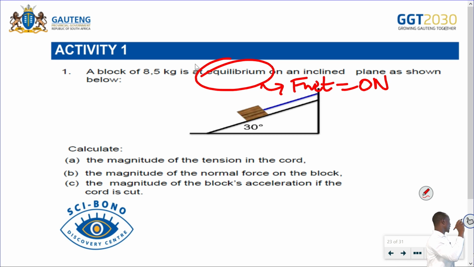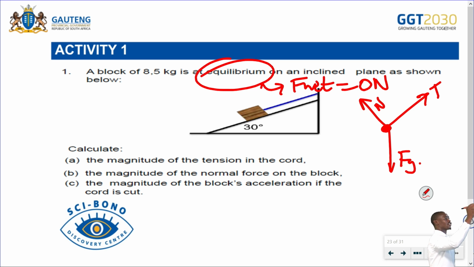So first things first, we draw a free body diagram. This is an incline. Okay? So for the free body diagram, I will have my Fg. Then I will have the normal force. And then there is tension. Okay? So a block of 5 kilogram is at equilibrium on an inclined plane as shown below. So these are the forces that are acting on the object.